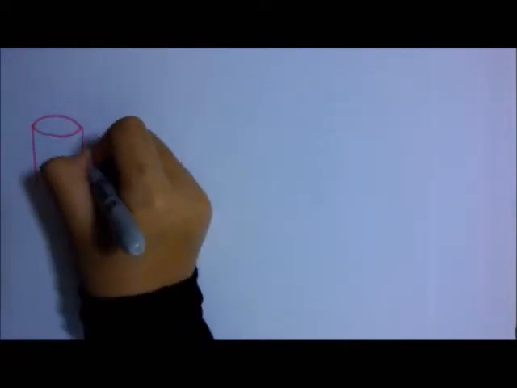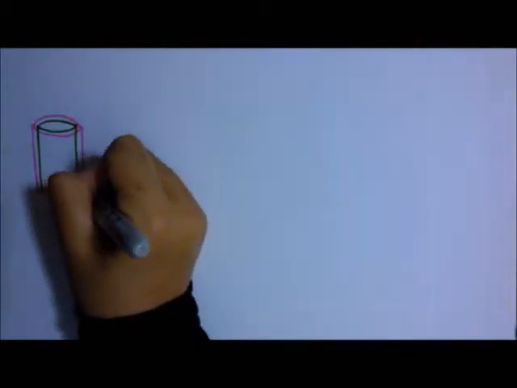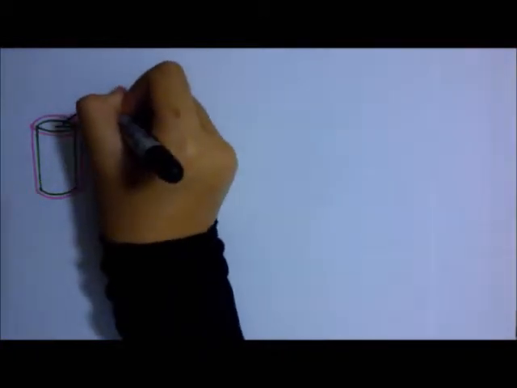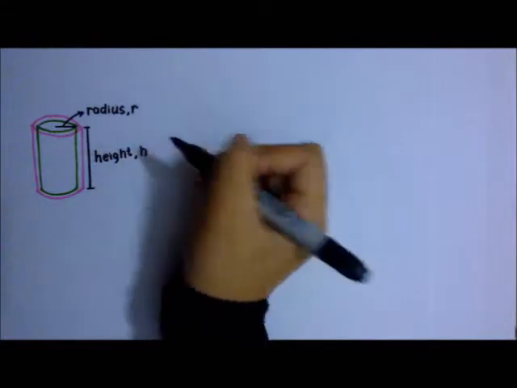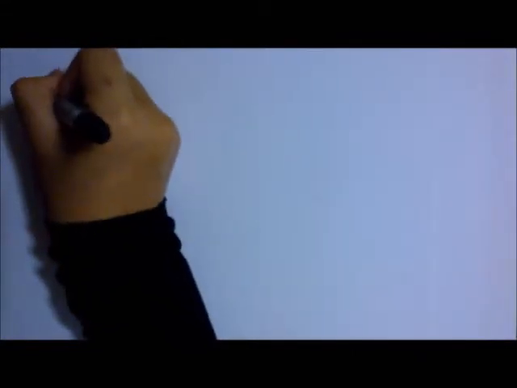Imagine having a hollow cylinder. We can label the radius as r, the height as h, and dr as the thickness.